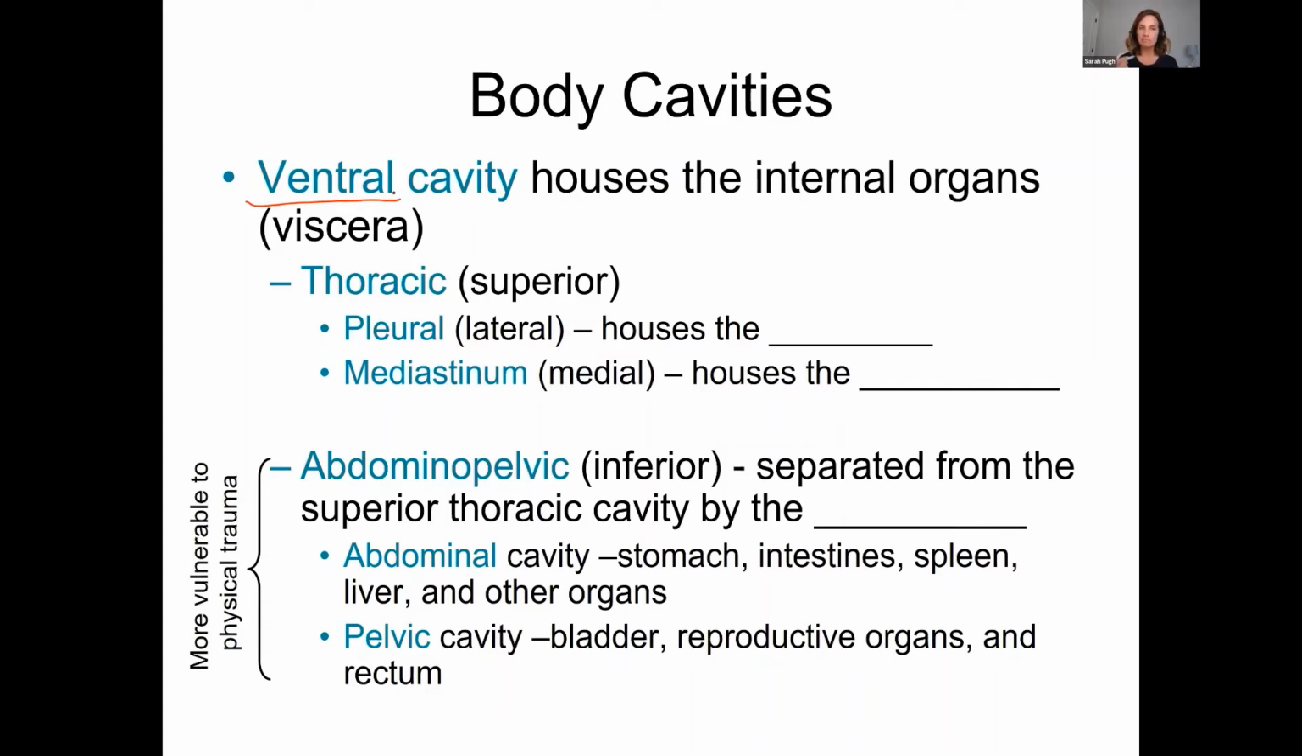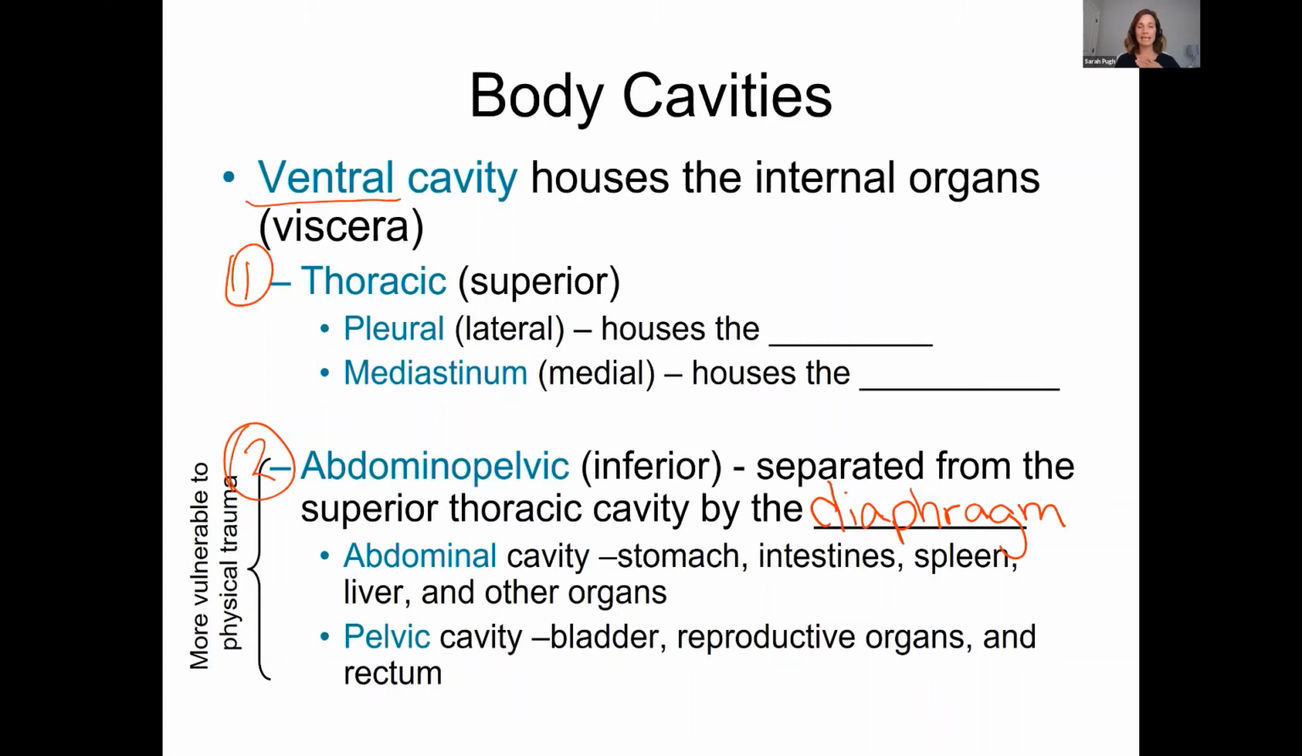So in the ventral cavity, there's really two big divisions. There's the thoracic cavity and the abdominopelvic cavity. So those are the two big divisions. They are actually separated from each other by a muscle called the diaphragm. Does anyone know what the diaphragm does? So the diaphragm is that big muscle that actually helps with breathing, right?